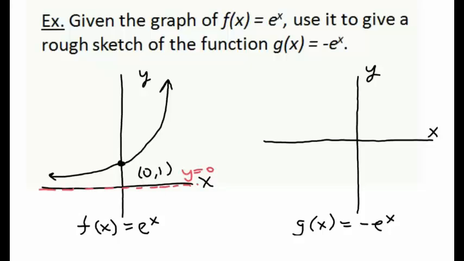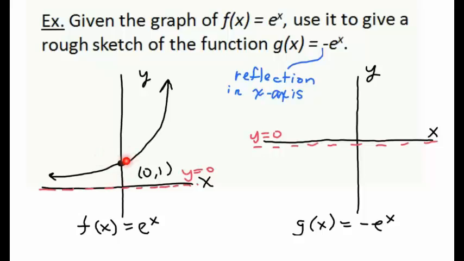Now what we might want to consider is what this negative sign means in our function g of x. Well, this negative sign is going to have the effect of changing all of our y values from positive numbers to negative numbers. So in effect, this is going to reflect our original graph over the x-axis. That means that our horizontal asymptote is going to stay at y equals 0. However, our point (0, 1) is going to be reflected over this axis, and it's going to come down here, and we are going to get (0, negative 1).